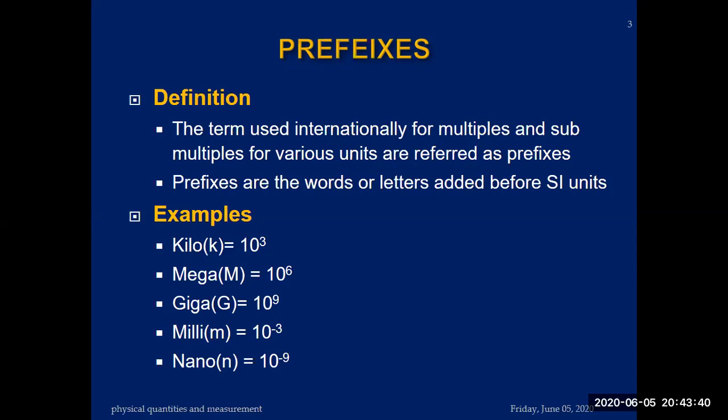The next one is mega. It's written with M, and it is 10 raised to power 6. Then giga, written with G, its power is 10 raised to power 9. Then milli, 10 raised to power minus 3, meaning 1 divided by 1000. And then nano, its power is 10 raised to power minus 9.